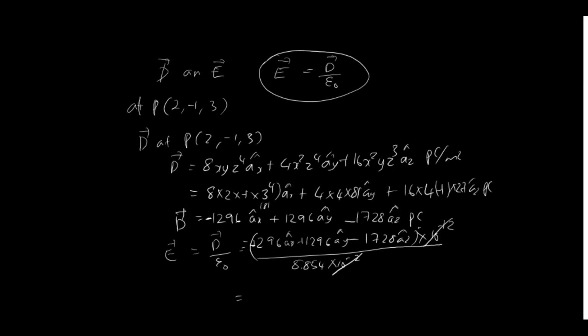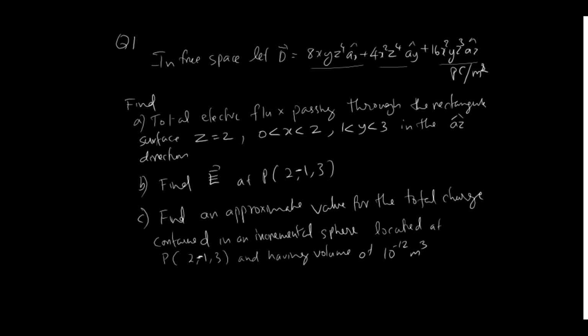So minus 1296 by 8.854 is minus 146.37, or 146.4 if you round, ax cap plus 1296 is the same, plus 146.4 ay cap minus 1728 by 8.85 will be 195.2 az cap. So pico is cancelled now, that much Newton per coulomb. So that is the answer. Okay, so that's about part B of the question.